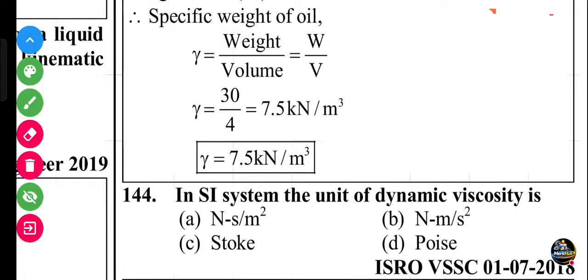Next question. The SI unit of the dynamic viscosity. Dynamic viscosity SI unit is Pascal second, or Newton second per meter square. That is the answer.